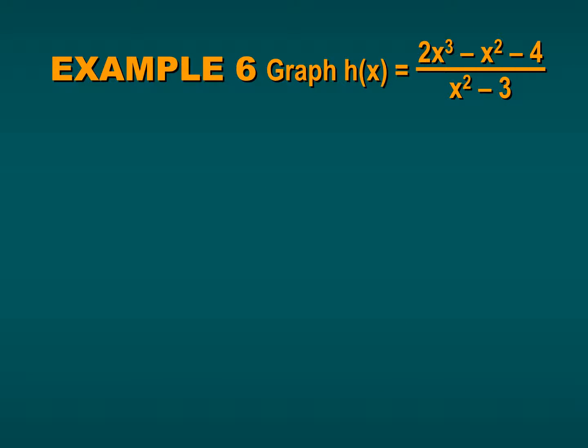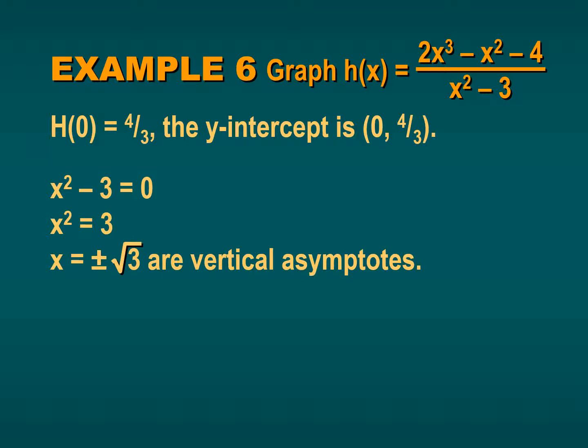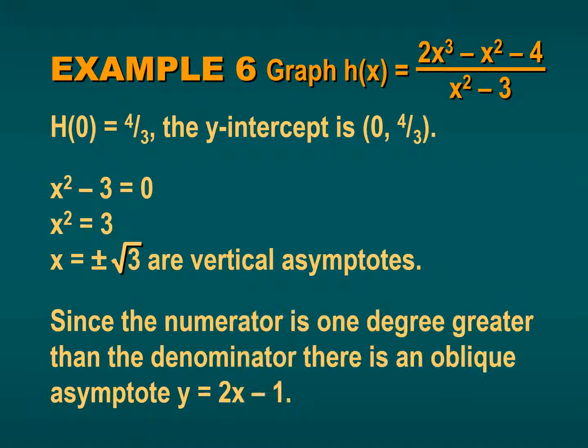Okay, let's graph this guy. 2x cubed minus x squared minus 4 over x squared minus 3. In order to find our y-intercept, we let x be 0, and so we end up with 4 over 3. So that's where our y-intercept is. And then we set our denominator equal to 0 to figure out where our vertical asymptotes are. And since the numerator is 1 degree greater than the denominator, we have an oblique asymptote.